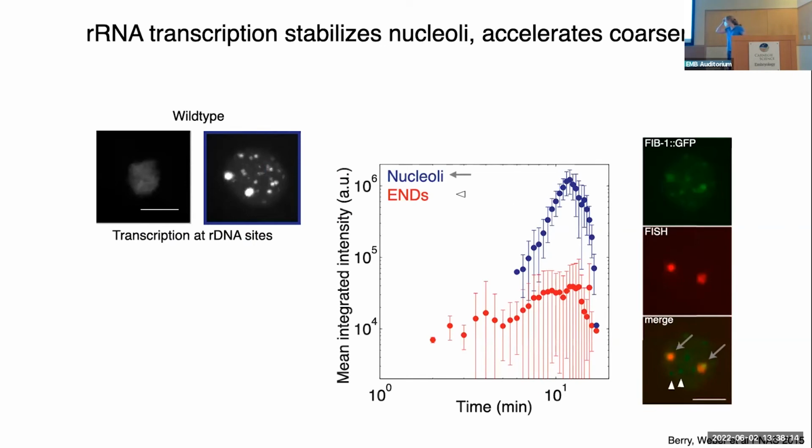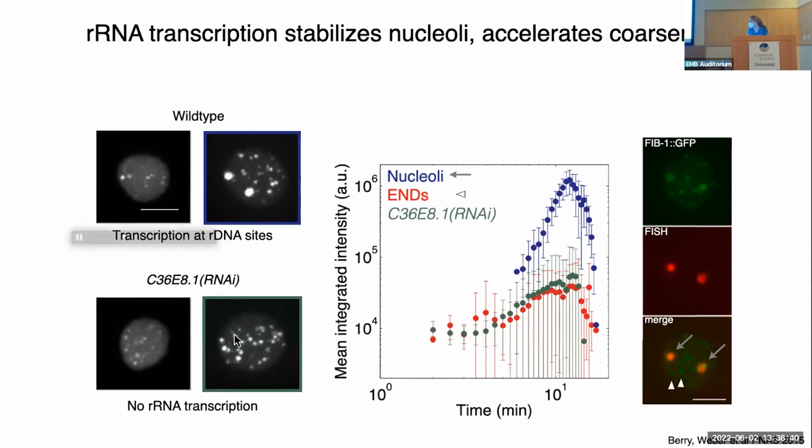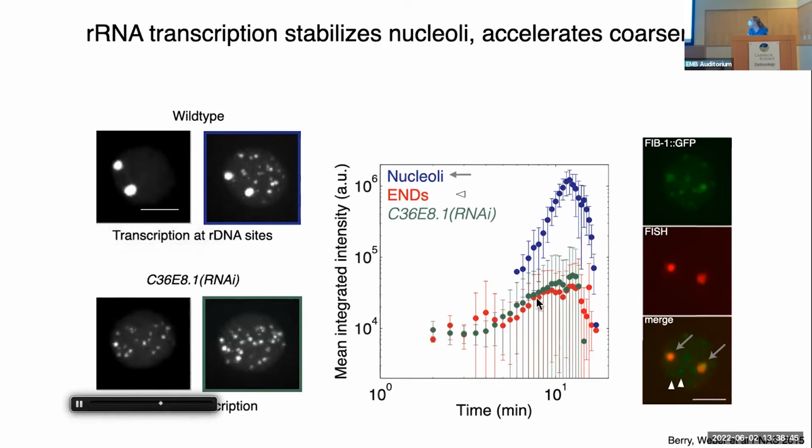And I mentioned before that we can also compare the two different types of droplets that we see. You get these small droplets, what we call ENDs, for extra nucleolar droplets, that coexist with these larger droplets. But if we inhibit transcription, we get dozens of droplets that are all roughly the same size, and they have the same kinetics as the small droplets in the wild type case.